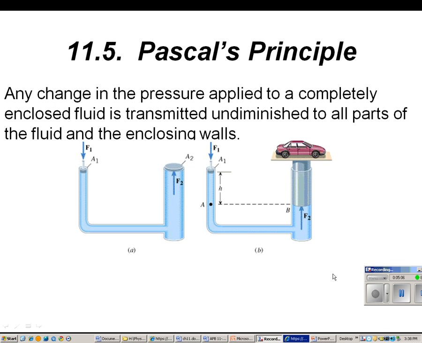So what we've learned in this particular lesson is that Pascal's principle states that the pressure on the left-hand side equals the pressure on the right-hand side. You have to take into account all pressures that are occurring, whether it's from a force or from the height of a liquid, but the pressure on one side equals the pressure on the other side.